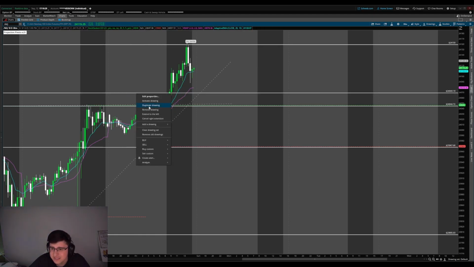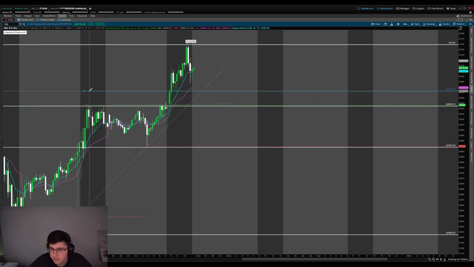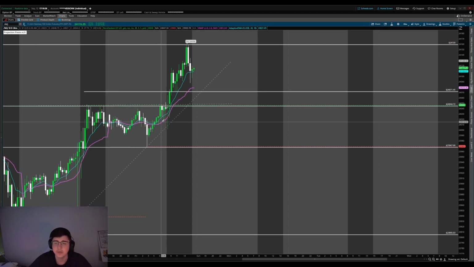We can fix that a little bit. When we zoom in more and more, we can see, oh, you know what? This is a support level. Let's fix it and make it as accurate as possible. Boom, there we go.